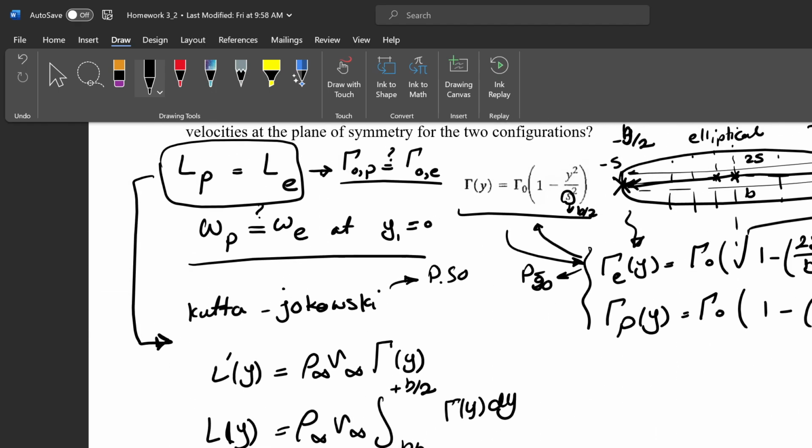And we have to look at the parabolic circulation here. We are interested in calculating the derivative of circulation with respect to y, which is going to give us gamma naught of parabolic multiplied by negative 4y divided by b.